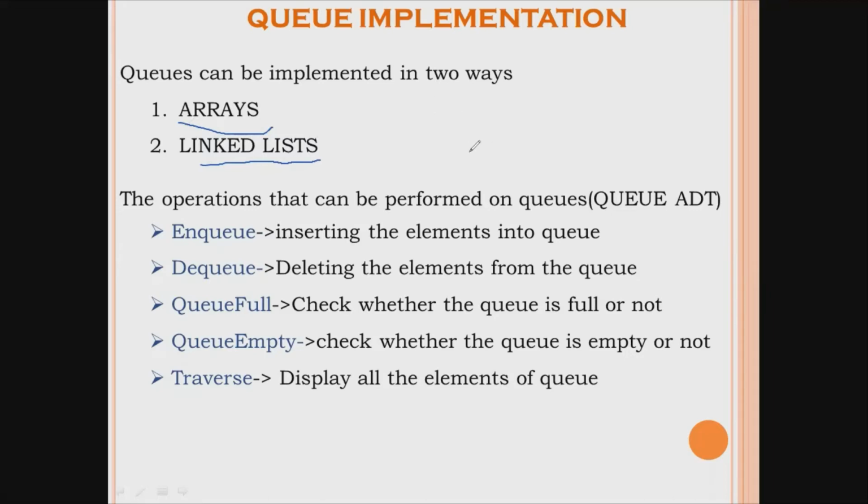To implement the queue by using arrays, we need to know what are the operations that can be performed on the queues. The operations that can be performed on the queues is known as queue ADT. ADT is nothing but abstract data type, that is, the set of possible operations that can be applied on a queue.